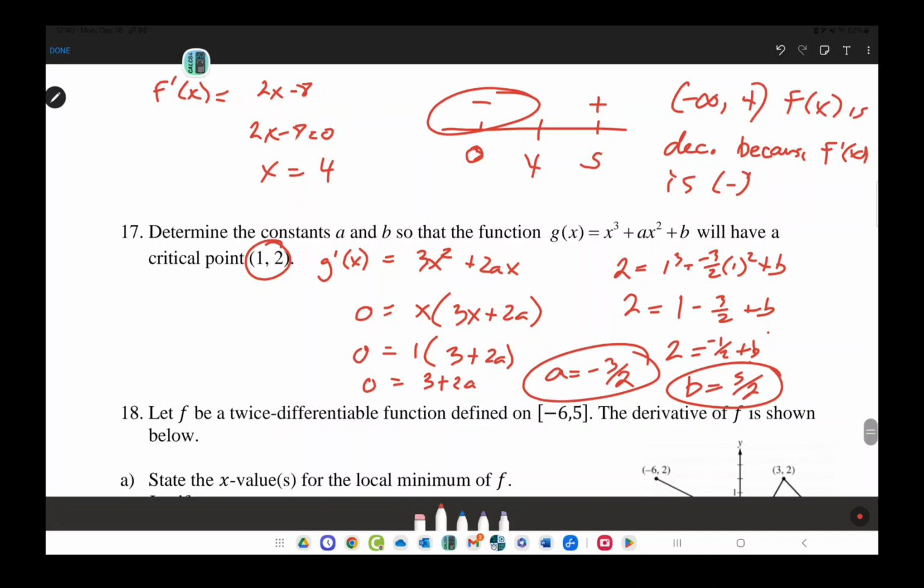So is that one on the test here? No. Nope. Not in your test. It's a shame. It's a good question.